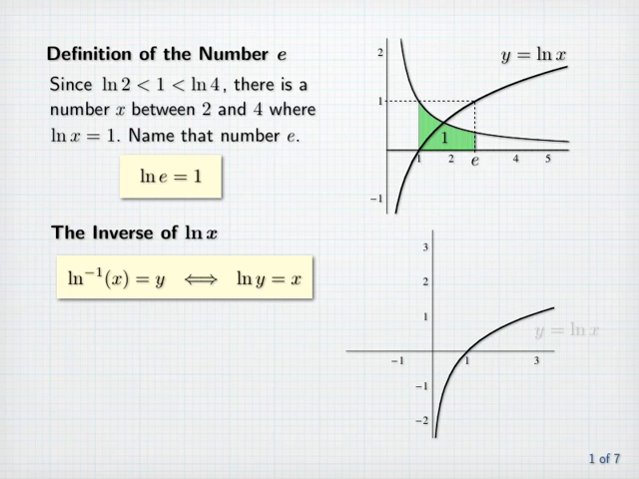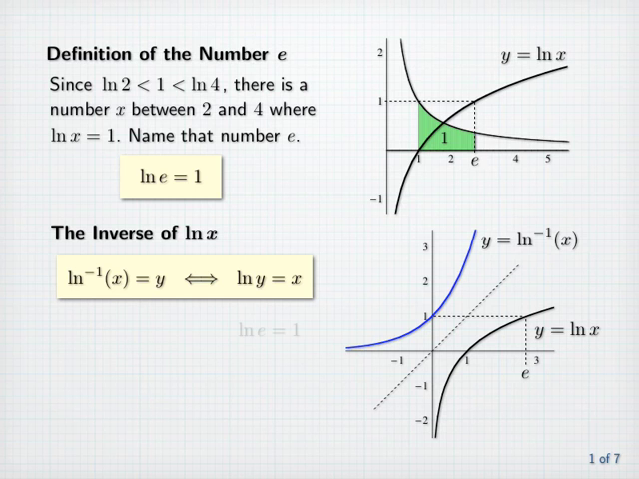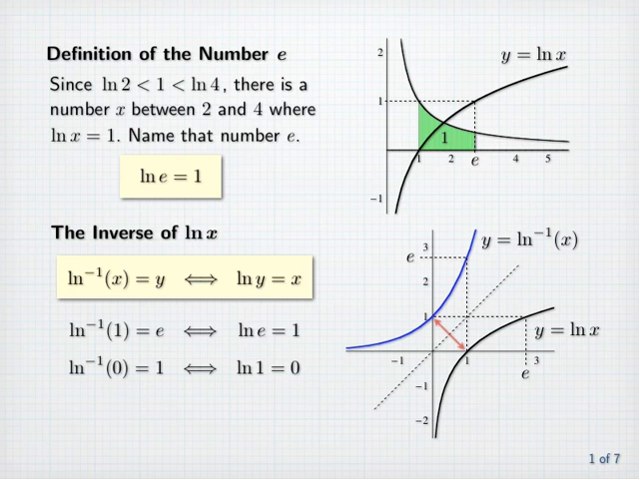Recall that the graph of the inverse of a function f is the reflection about the line y equals x of the graph of f. So the graph of inverse natural log looks like this. By definition, the natural log of e equals 1, so the point (e, 1) is on the graph of y equals natural log of x. That fact is equivalent to inverse natural log of 1 equals e, and the point (1, e) is on the graph of inverse natural log. Also, we know that the natural log of 1 is 0, so inverse natural log of 0 equals 1.